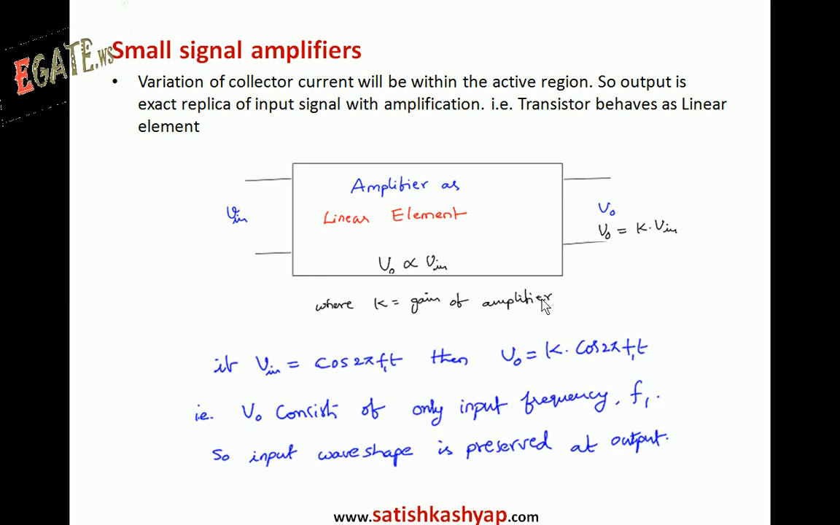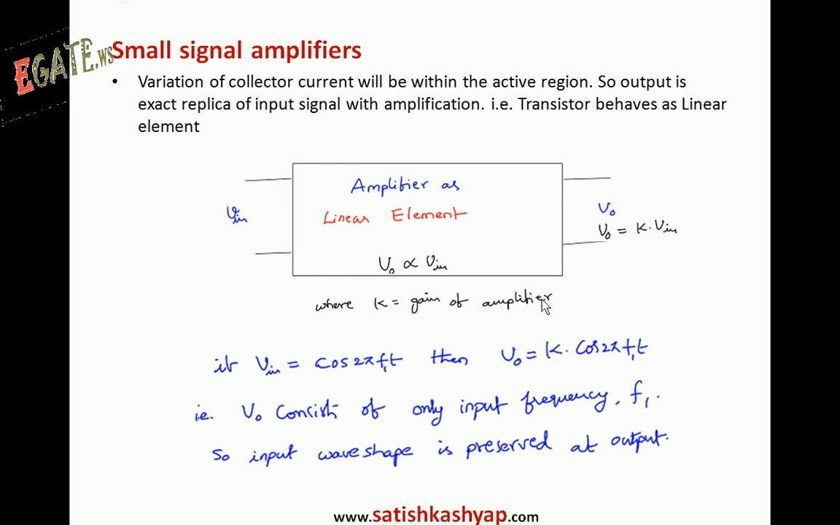By that time the output V0 can be written as K times V input, K times cos 2 pi f1t. Observe the frequency components present in input and output. In the input there is a frequency component f1, and in the output you will get the same frequency component f1. That implies there is no change in the frequency component, only the magnitude increases by K times. So the wave shape is preserved at the output side. Whatever you apply at the input side, the same wave shape is preserved and appears in the amplified version.